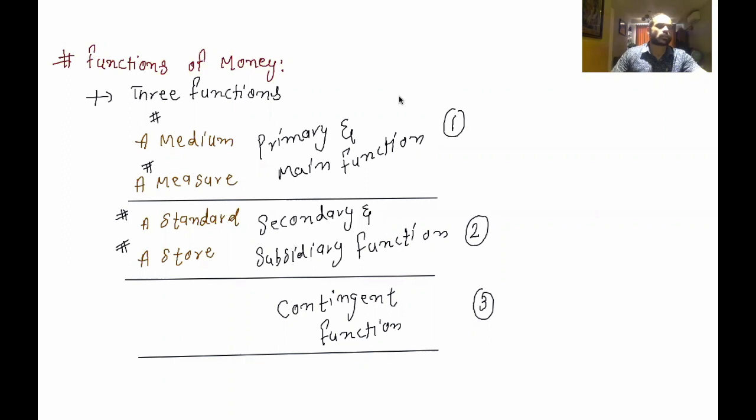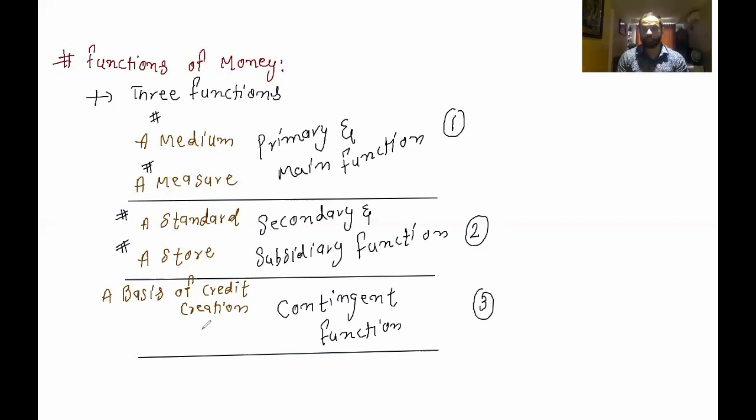So what is the contingent function? The first thing is the basis of credit creation. Basis of credit creation means increasing the value of your credit, increasing the value of your existing money. That's mainly the function of money.